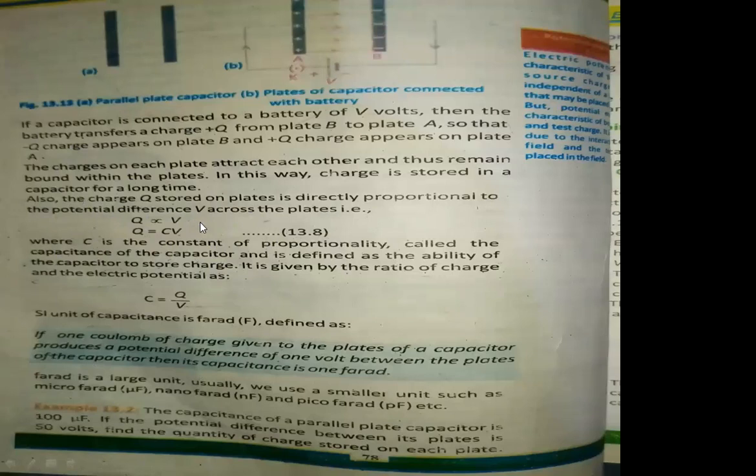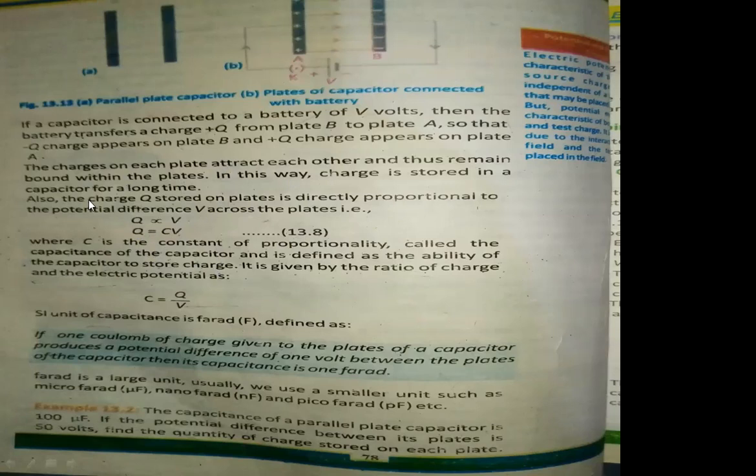Q is directly proportional to the potential difference, and the potential difference is denoted with capital V. Q is the charge stored in the capacitor, in these two plates, and is denoted with capital Q. Q is directly proportional to the potential difference. So the more the potential difference, the more the charge.